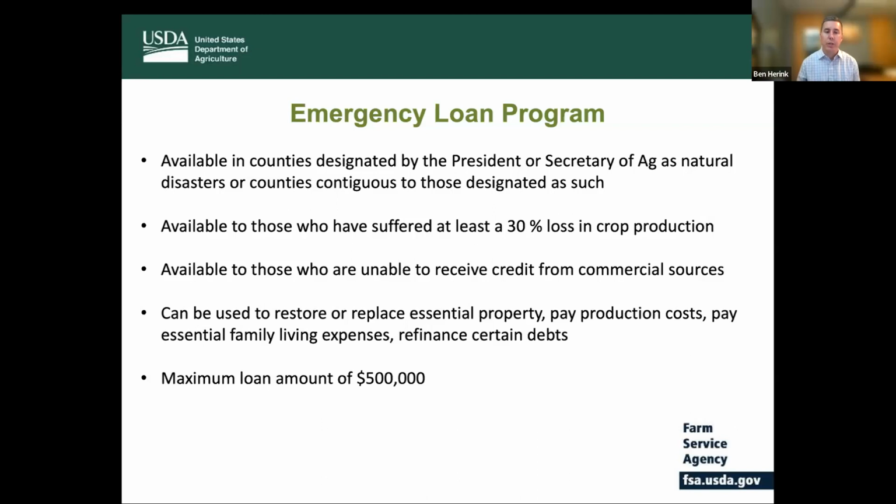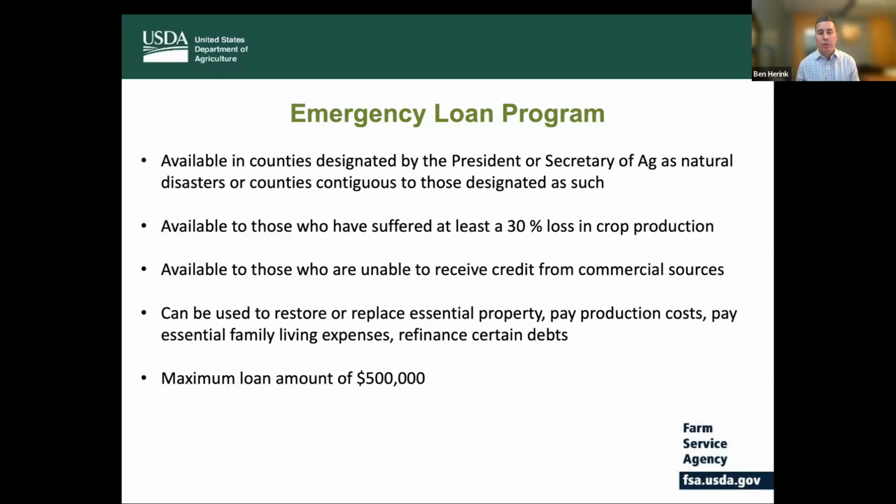Some other eligibility issues: it's available for those who are unable to receive credit from commercial sources. So if you're a producer who currently has operating loans with a private bank or maybe the farm credit system, and you have the ability to get any type of emergency assistance that you might need due to drought with your current lender, FSA is going to ask that you do that. This emergency loan credit is designed for those who don't have that ability or maybe get turned down from that assistance by a commercial lender.